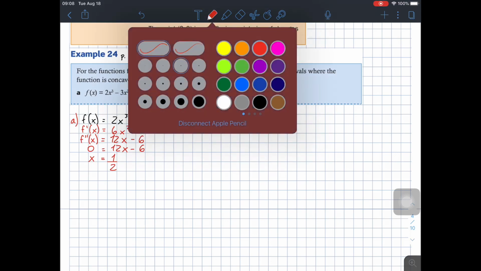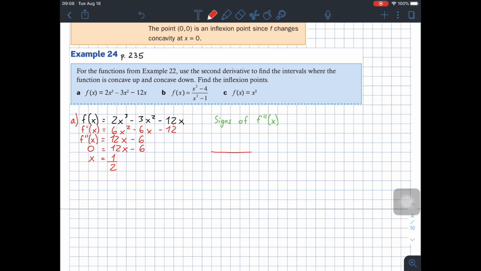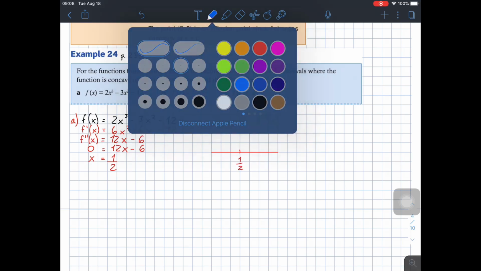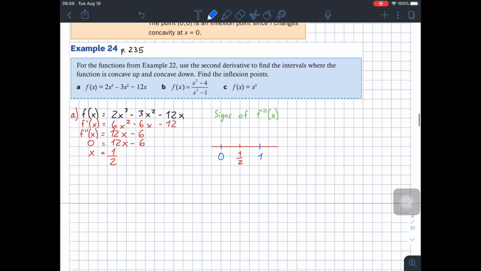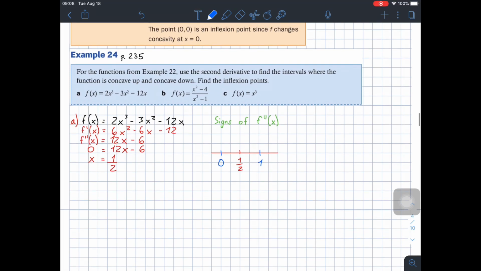So as always, we're going to do our number line, and we're going to put the value 1/2, which is our critical number, right here, and we're going to analyze a number below, could be 0, and a number above could be 1, right? We're going to analyze the sign. So we can say that we're analyzing the second derivative, so f prime prime of 0 would be equal to 12 times 0 minus 6. This gives us a negative number, which is -6, okay?